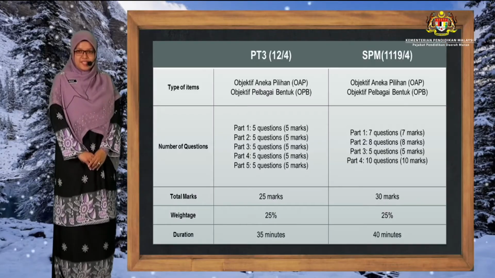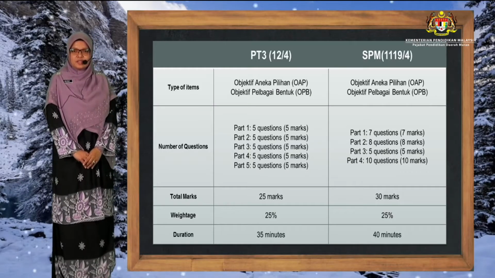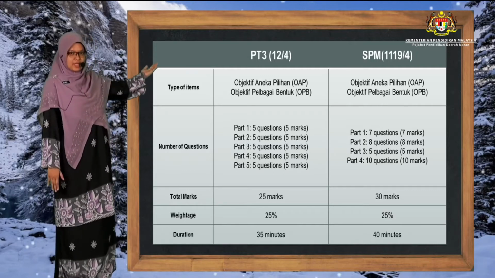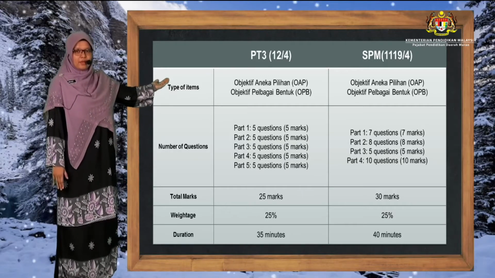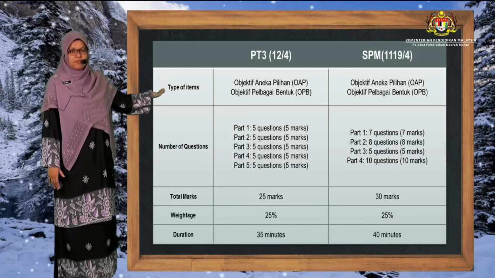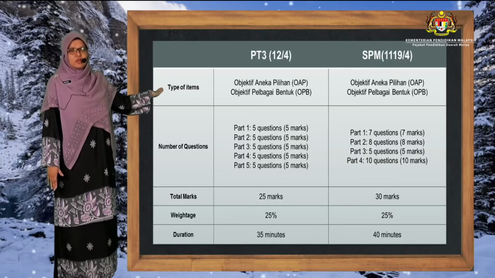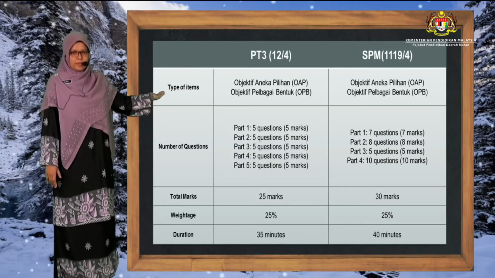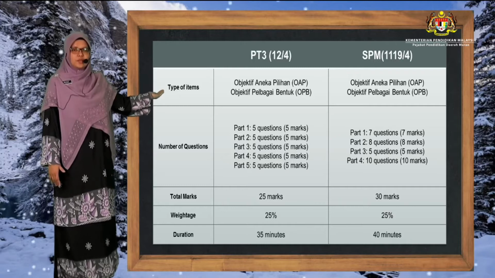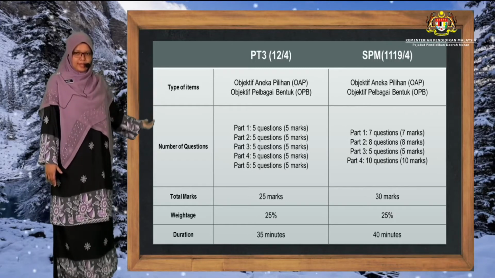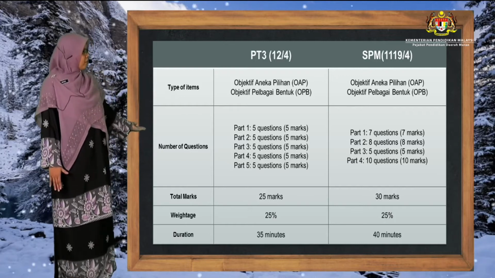First, we are going to look at the types of items. Both PT3 and SPM have this type of item, which are objektif aneka pilihan and also objektif pelbagai bentuk, OPB. After this, we are going to look at the types of OAP and OPB. And then, let's look at the number of questions.